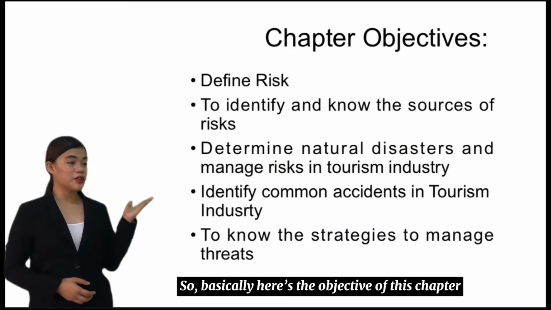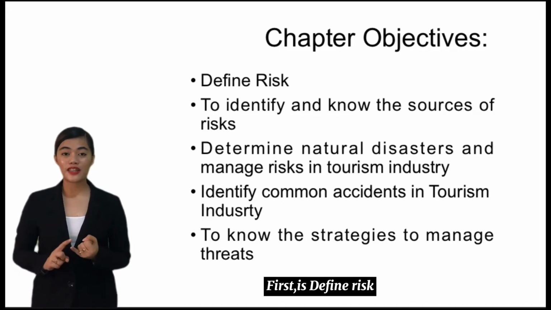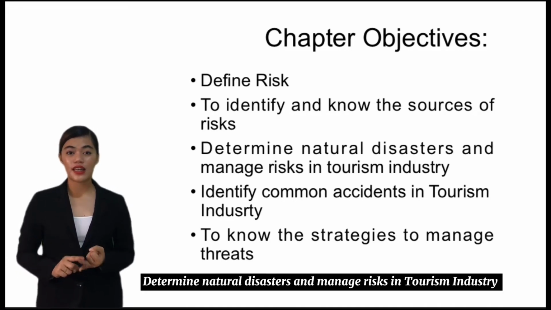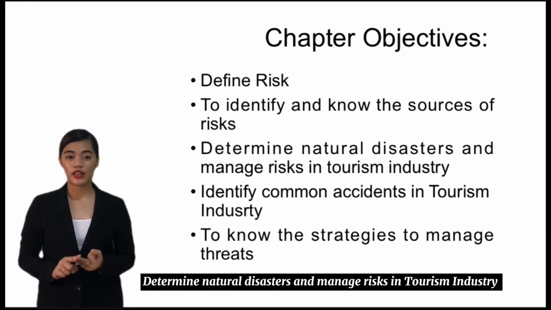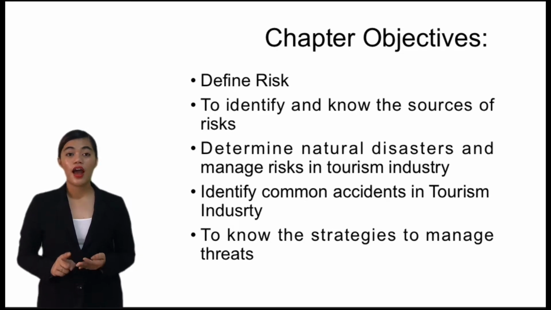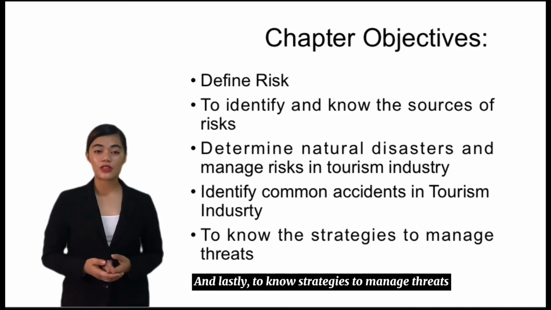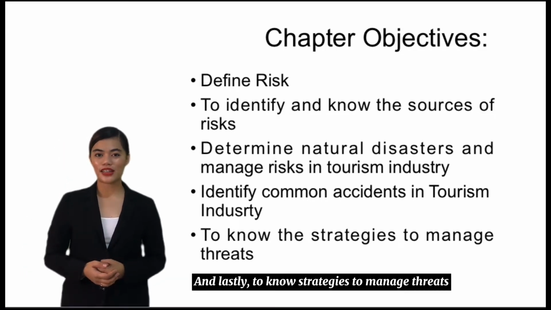Today, we will be talking about crisis and risk management concepts and principles. So basically, here are the objectives of this chapter. First is to define risk. Second is to identify and know the sources of risk. Third, determine natural disasters and risk management in the tourism industry. Fourth, identify common accidents in the tourism industry. And lastly, to know strategies to manage threats.